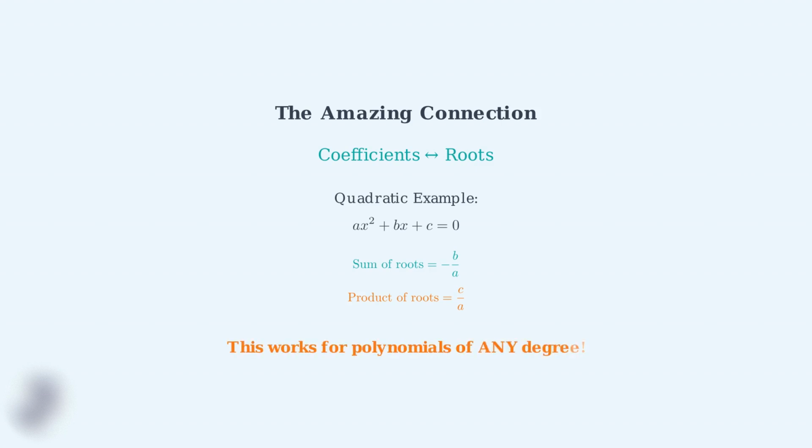These relationships extend to polynomials of any degree. The higher the degree, the more intricate the relationships become, but the underlying principle remains the same. Understanding these connections gives us powerful tools for analyzing polynomials efficiently. In the upcoming sections, we'll explore these relationships in detail, starting with quadratic equations and building up to higher degree polynomials. You'll learn how to apply these formulas to solve complex problems quickly and elegantly.